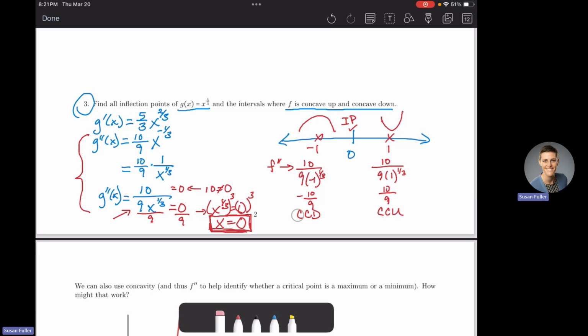Let's see. So I'm just going to erase the concave up and concave down part here so that I can write my answer in there. I'll write those next to it. Sorry about this. There we go.